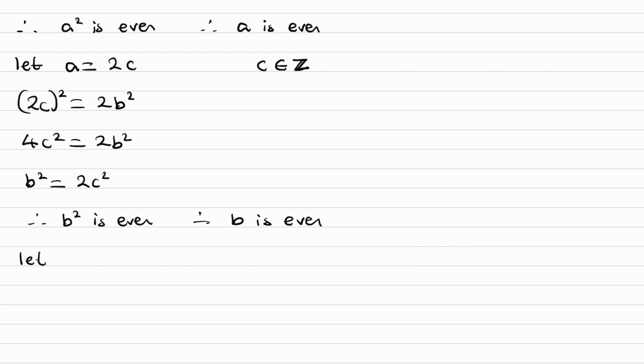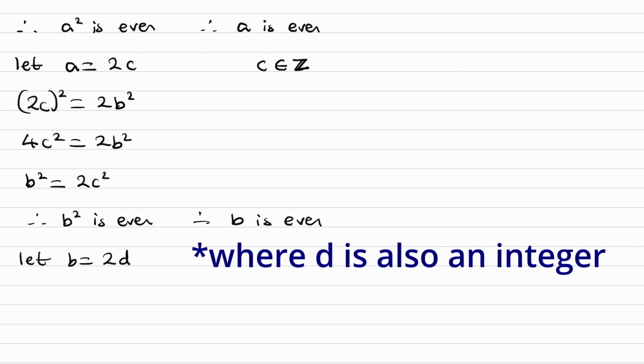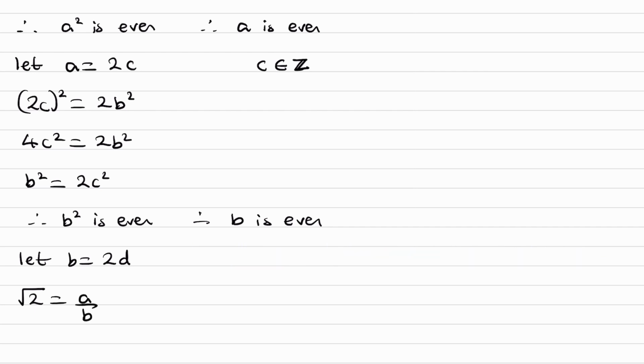So we can then let b equal, let's say, 2d. Root 2 was equal to a over b, and we've just figured out that a is even, so we let it equal 2c, and b is also even, so we let it equal 2d. Let's replace the a and the b with those two things. We get 2c and 2d. And there is our contradiction.